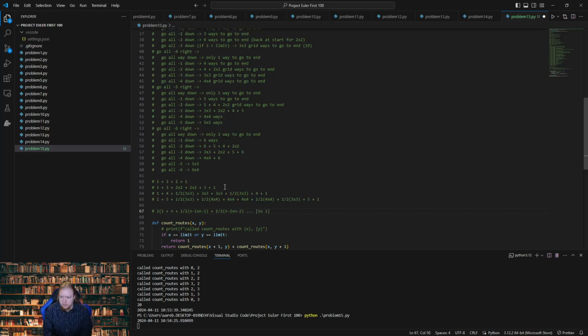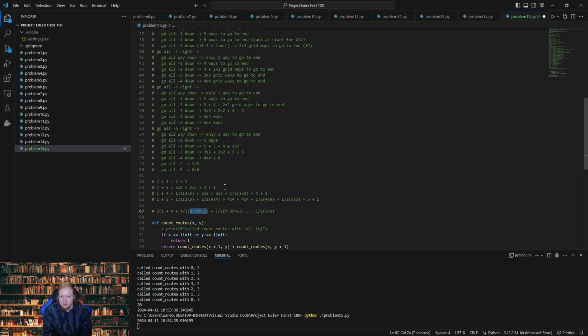I don't think it'll ever get down to the 2x2. So how do I express this formulaically? Okay, so let's ignore the case of the 2x2 and the 3x3 for purposes of the formula, because they're a little bit special.